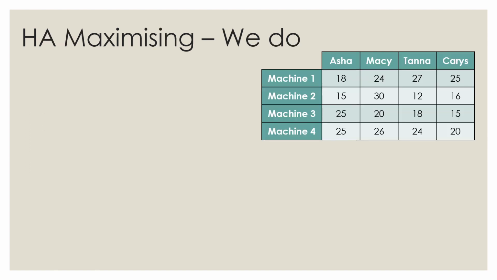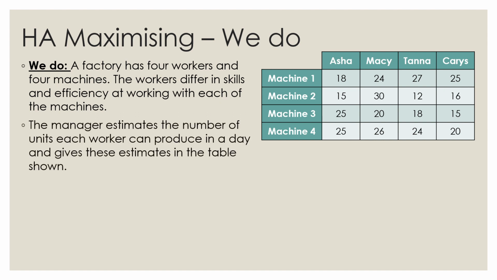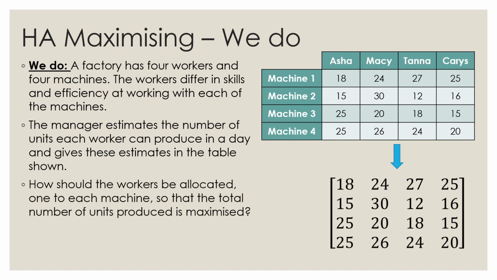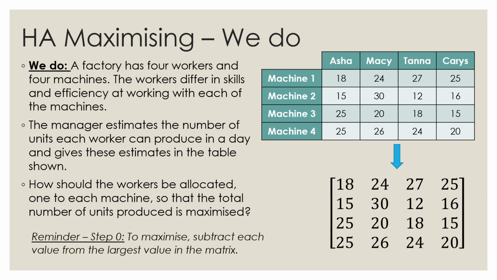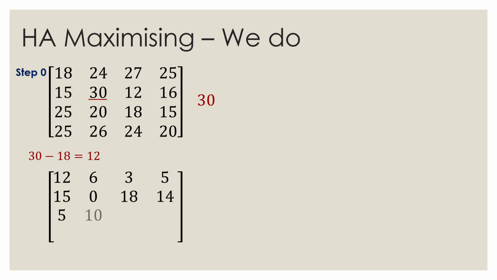Here's another one. Once again, we're trying to maximize, with 4 machines and 4 people. It would be ideal for these people to maximize their output effectively, how efficient they are, the number of units each worker can produce in a day. So we want to maximize this. Once again, we put it as a matrix, like so. Identify the largest number and subtract every single number from that. Our largest number in the whole matrix is 30, so we subtract every number from that. Generally speaking, this is quite good because it makes the numbers a bit smaller.